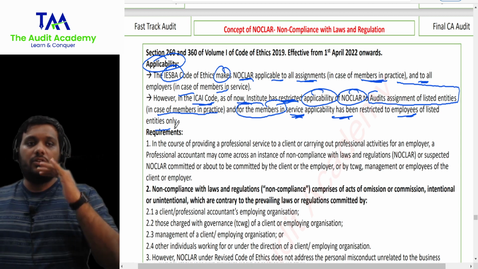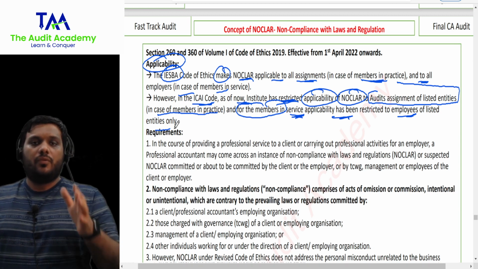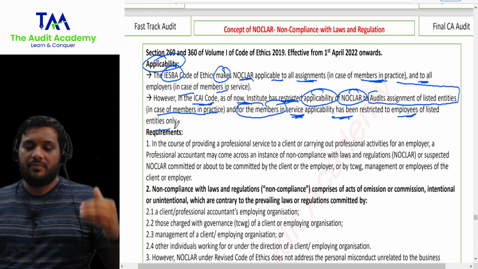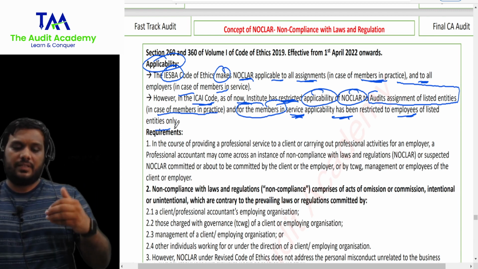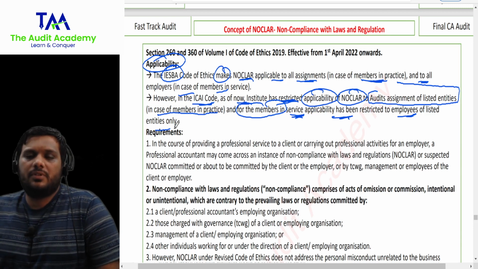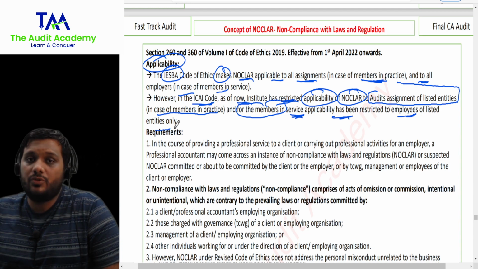That is why I said that do not just think like an auditor. Whether you are a CA in practice providing an audit assignment of a listed entity, or a CA in service as an employee of a listed entity, when you come across NOCLAR, non-compliance with laws and regulations, how you are supposed to deal with that.